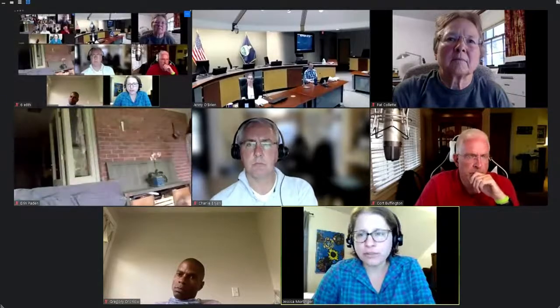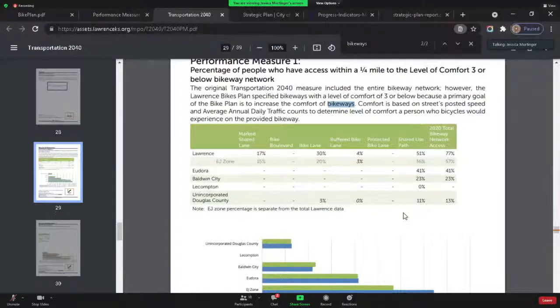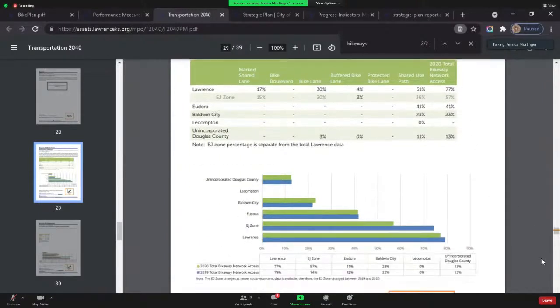So here's this chart. What you're seeing is that measure we have in the plan: people who have a quarter-mile access, that's residential units, the way we can calculate it by percentage, with level of comfort to the Bikeway network. So shared use path. Currently, Lawrence, based on this data set, you're at 51%, and for environmental justice zones at the time, you're at 36%. And you can see that for the total network too. So some of those things, we have this data. It's just about how they decide to draw the boundaries and define the data sets to calculate.